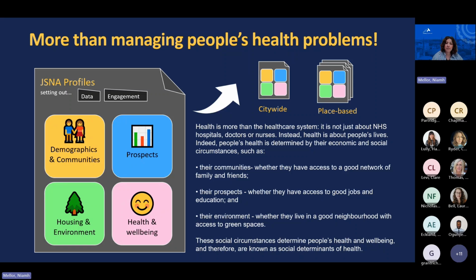We look at the prospects, the opportunities people have, access to jobs, the economy, education. We look at housing and environment, so whether people feel like they live in safe areas, what's the housing like in those areas, do people have access to green spaces? All of these are very important and influential in how healthy you are. And of course, we also look at the health and well-being, so that looks at both lifestyles and also more health-focused data. So it collects lots and lots of different data and statistics, but balances it out with engagement.